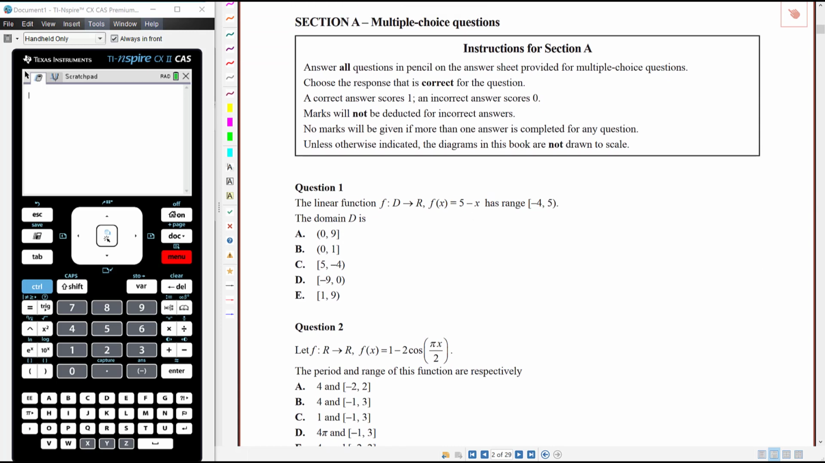Once again, instructions at the top of the question section provide a bit more information, although the multiple choice is pretty straightforward really. You choose the response that's correct for each question, and get 1 mark for a correct response, no marks for an incorrect response. You don't lose marks for incorrect responses, and you won't earn any marks if more than 1 answer is completed for any question. So do be careful about that when you're colouring in the dots on the multiple choice answer sheet. Sometimes it can be easy to accidentally put colour in 2 circles on the 1 line, so do just be careful about that. Okay, let's just get into working through the questions.